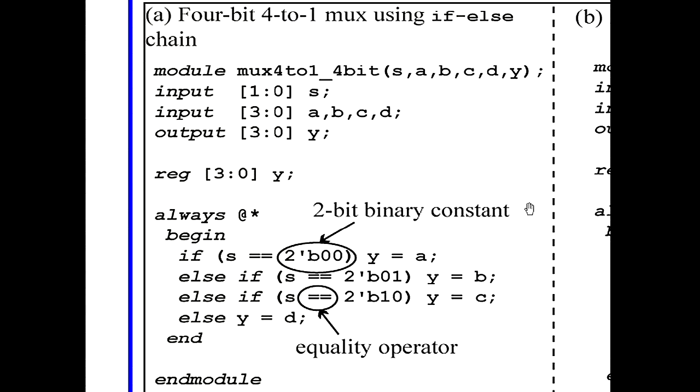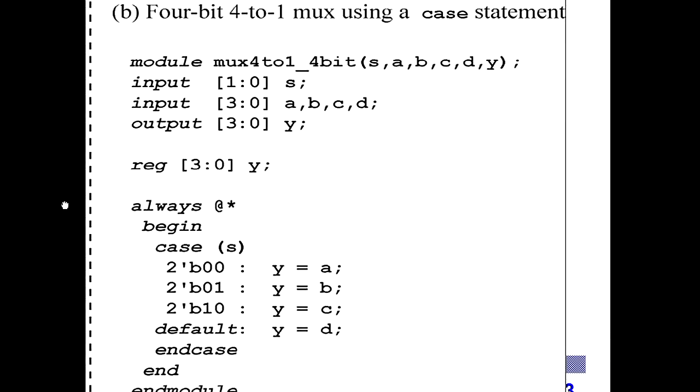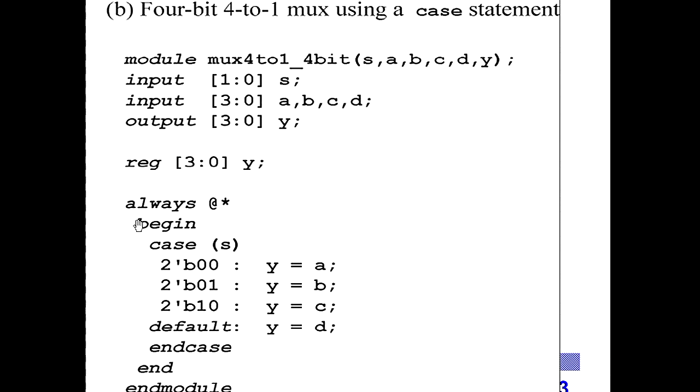A much cleaner way to do this is using a case statement. And this is the recommended approach to implementing multi-bit select multiplexers. So the case statement is a case on the select 2-bit value, and these are the values it checks against. So S can be 0,0, 0,1, 1,0, or 1,1, which is the default in this case. And then you're outputting the corresponding values.